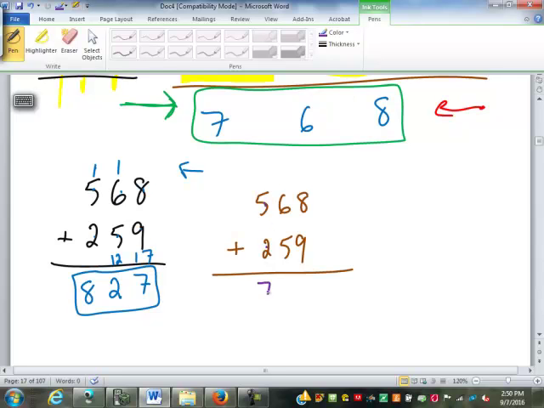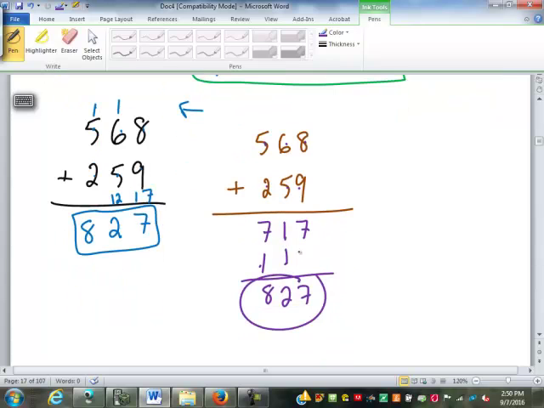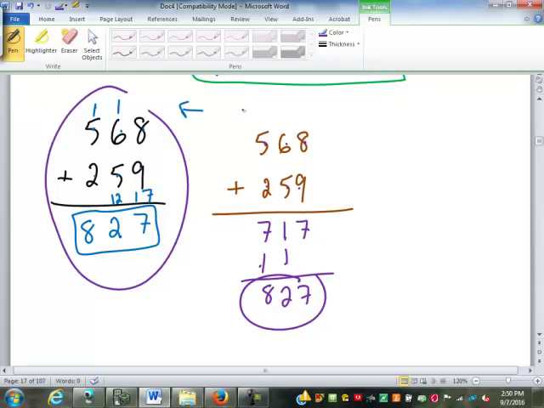5 plus 2 is 7. 6 plus 5 is 11, so 1, drop the 1. 8 and 9 is 17, so 7, drop the 1. 7 and 1 is 8. 1 and 1 is 2, and 7. We get the same answer. This is a little bit shorter, but we get there the same way, and it would work every time.